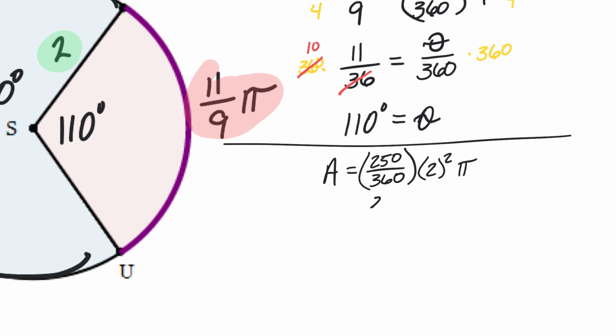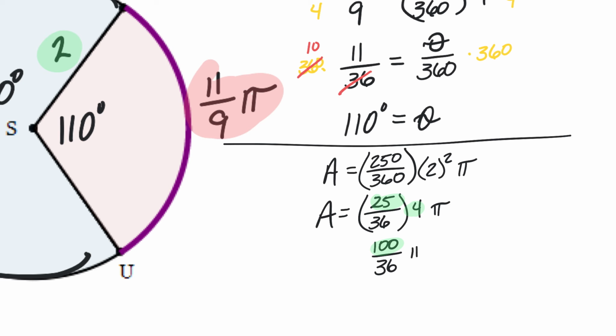Well, 250 and 360 both have zeros, so we could actually drop the zeros in a reducing fashion. And then 2 squared is 4. So we end up here. And we go 4 times 25, which is 100 over 36. And what we did there, in case you're not noticing, is 4 times 25 because that's 4 over 1. That equaled the 100.